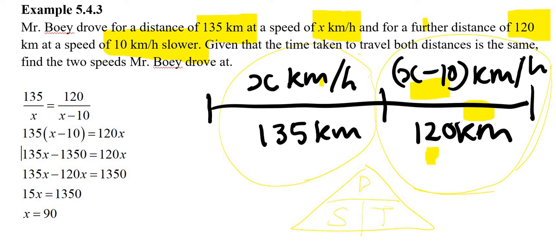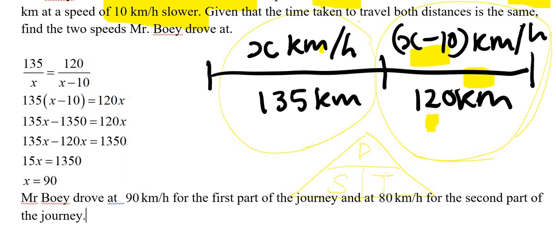Finally, we need to write an answer statement to complete the question. So the statement you need to write will be: Mr. Boy drove at 90 kilometers per hour for the first part of the journey and at 80 kilometers per hour for the second part of the journey. So that's all for this example.